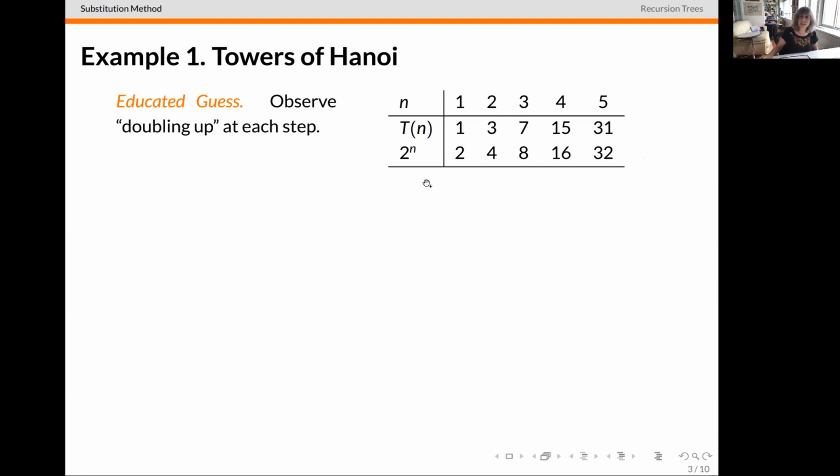The series of 2 to the n, the powers of 2, is very similar. So we have a conjecture, which is basically the educated guess. We conjecture that t of n in general has the form 2 to the n minus 1. Now we have to prove this because we haven't proved it. We have just shown it for the first 5 numbers, but that's not proof.